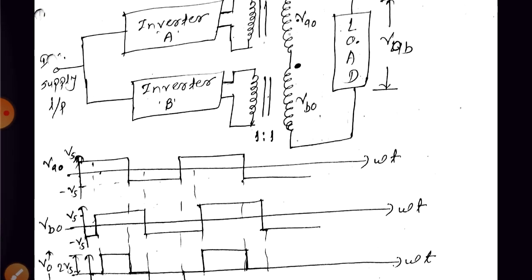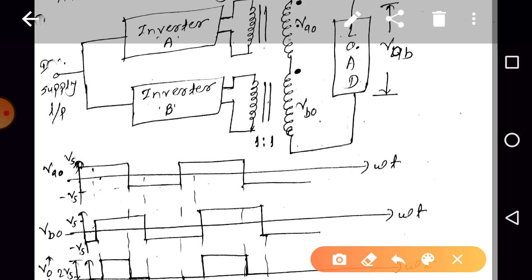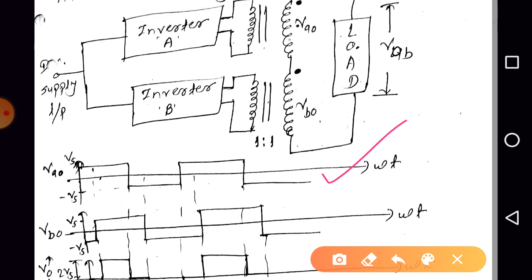Now, suppose that to get the VA0 waveform we are turning the switches in inverter A on and off. Suppose inverter A is a full bridge inverter. At this instant we turn on switches S1 S2. At this instant we turn off S1 S2 and turn on S3 S4. Similarly, here S3 S4 are turned off and S1 S2 turned on. At this instant S1 S2 are turned off and S3 S4 turned on, and so on. Now here, VB0.